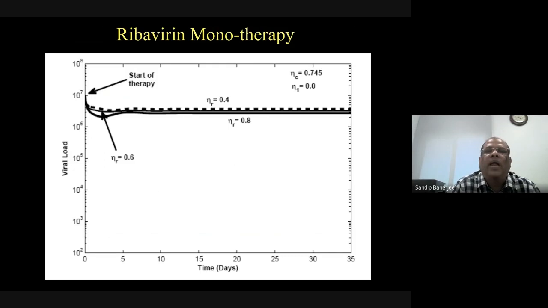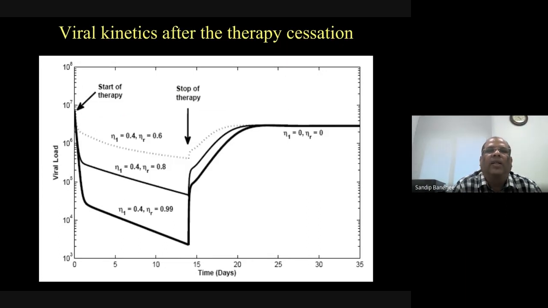Okay, they also tried ribavirin monotherapy and it totally failed. As you can see, there is very little decline and then it goes to some steady state. This is what happens when you stop the drug. The person was on the drug for 14 days and then the therapy is stopped just to see what happens. As expected, the virus shoots up and goes to some steady state value, which is less than this value, of course.